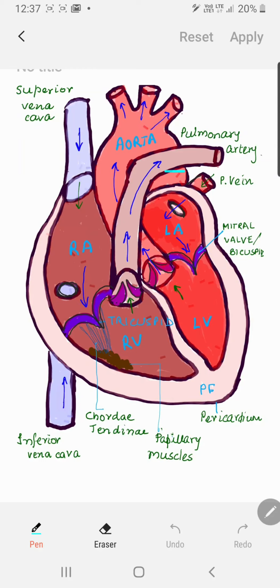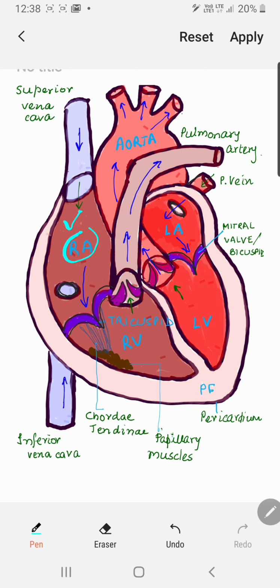This is how the human heart looks. Let me explain things one by one. First of all, you see this side is slightly darker, just to indicate the impurity of blood or deoxygenation of blood, that means the blood is mixed with carbon dioxide.